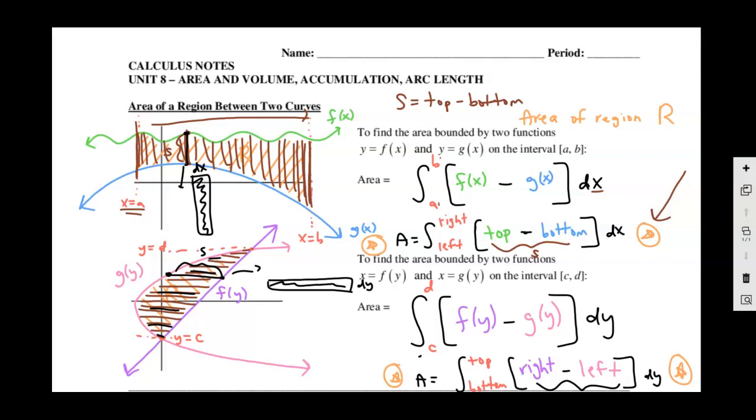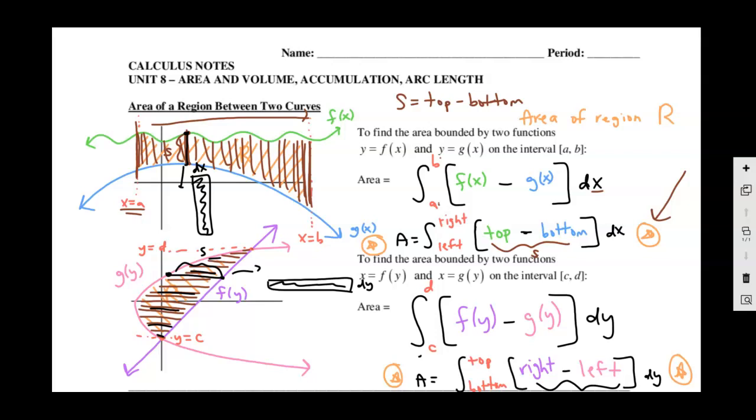All right, dx integration: you integrate from the left to the right, but what you integrate is top minus bottom, because that's the distance in between the two. And if we add together all those infinitely many distances between the two, we get the area in between the two. Right? Integrate from left to right of top minus bottom for the dx integration.